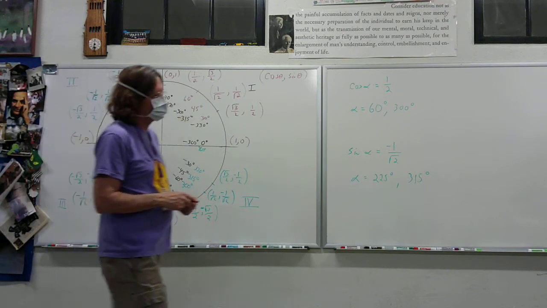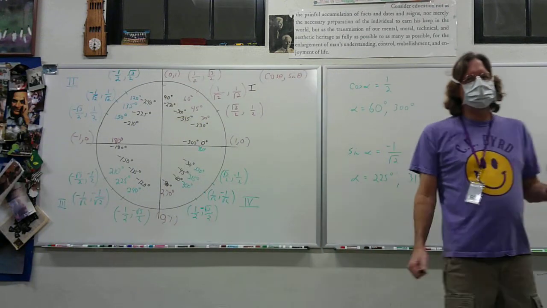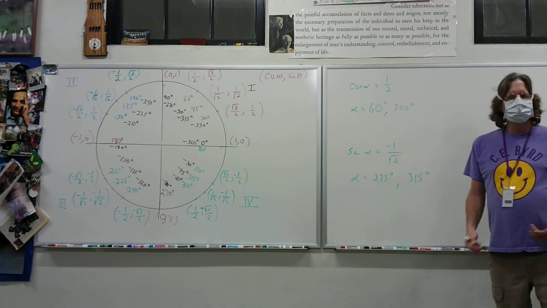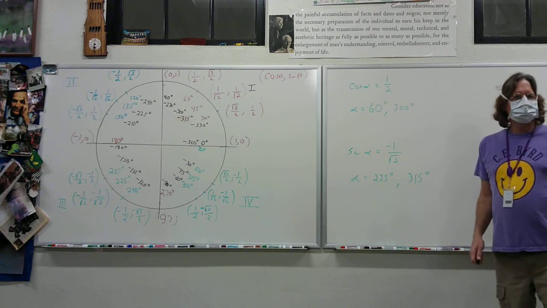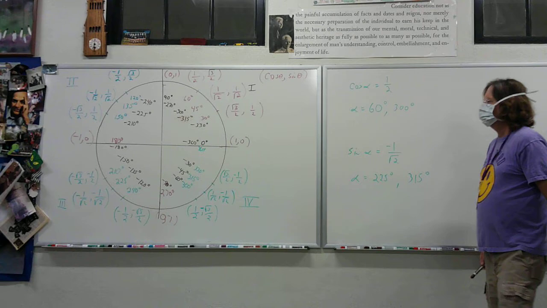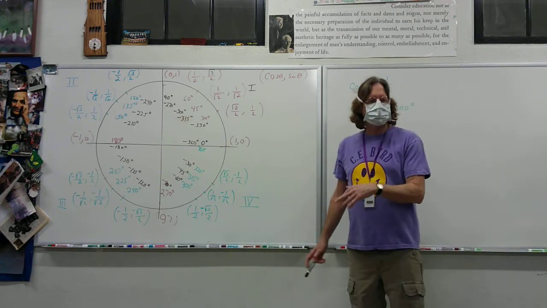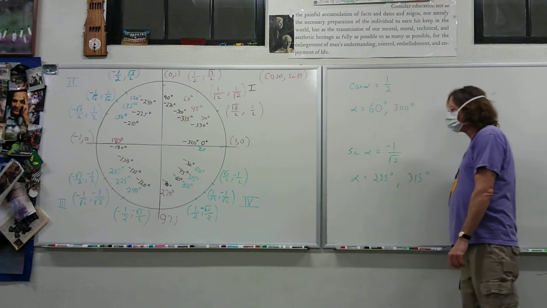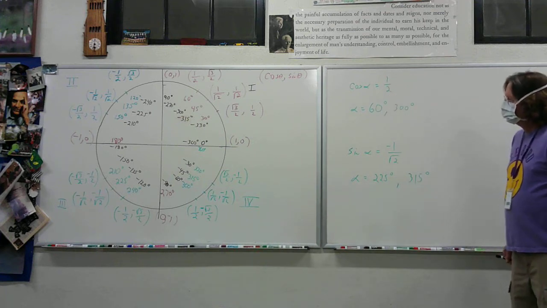Now, usually we just want to know the answers between 0 and 360. But sometimes you do need the negative values. If you're doing something that tells you to tell all the answers between negative 360 and positive 360, then you have to give them the negative values and the what? Positive. All right. Make sure you got it pretty.